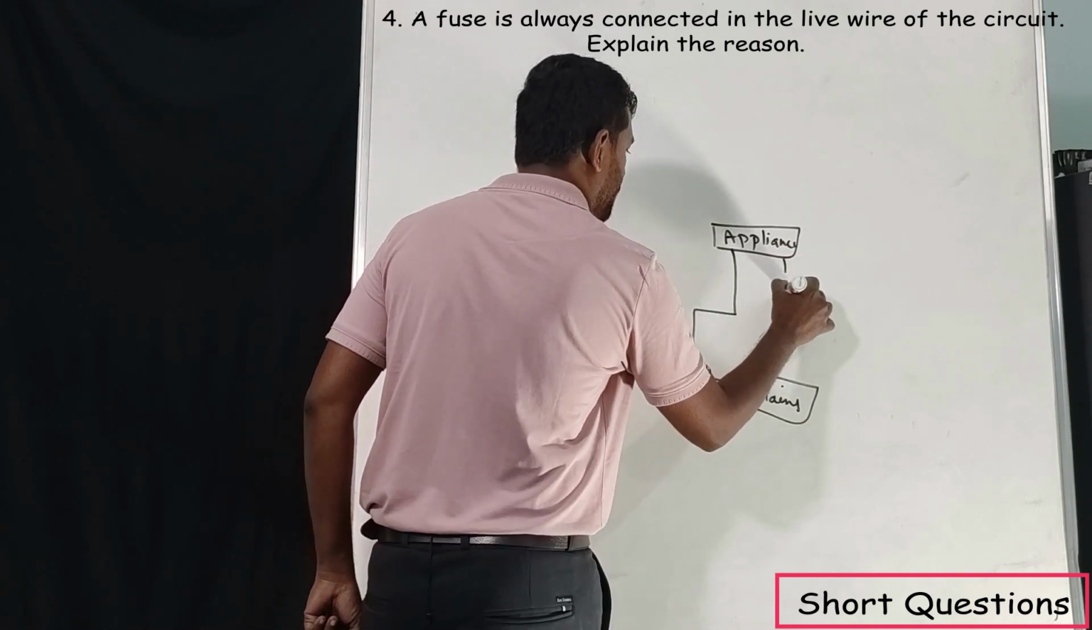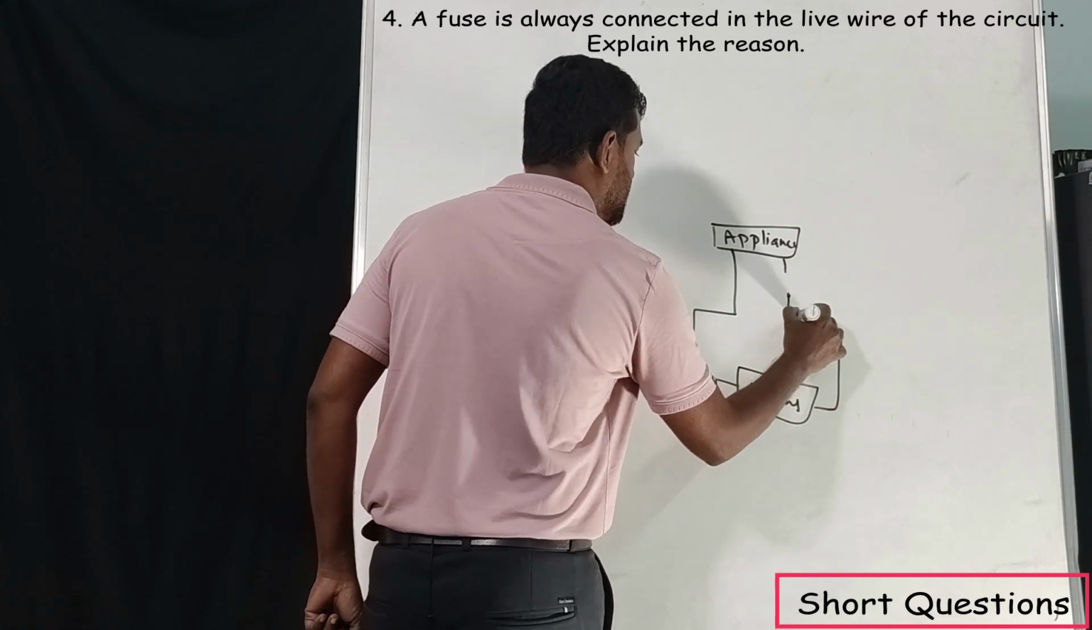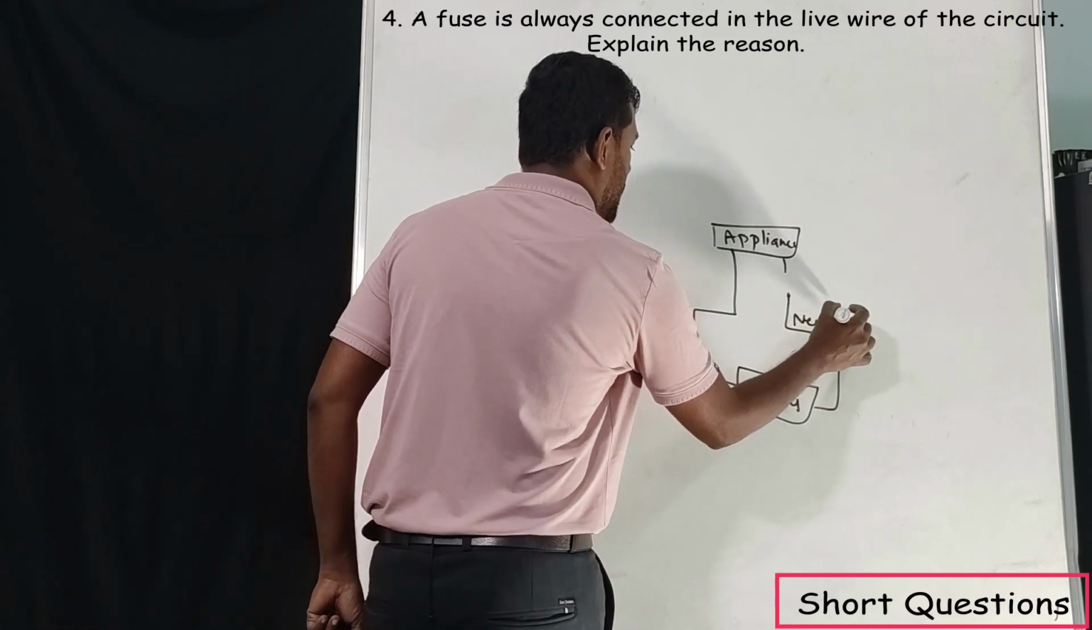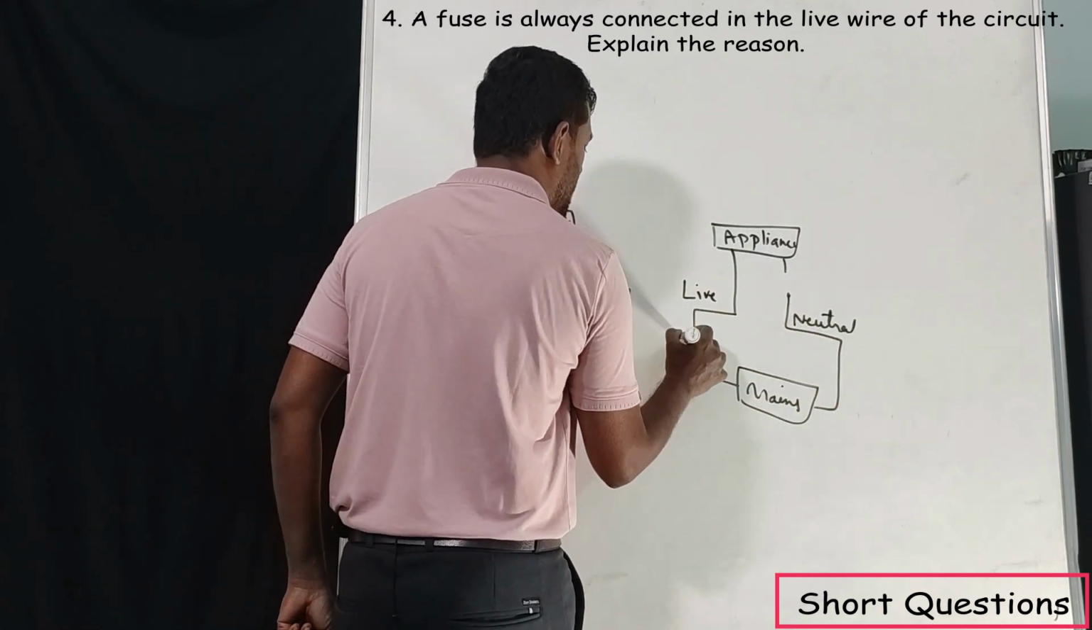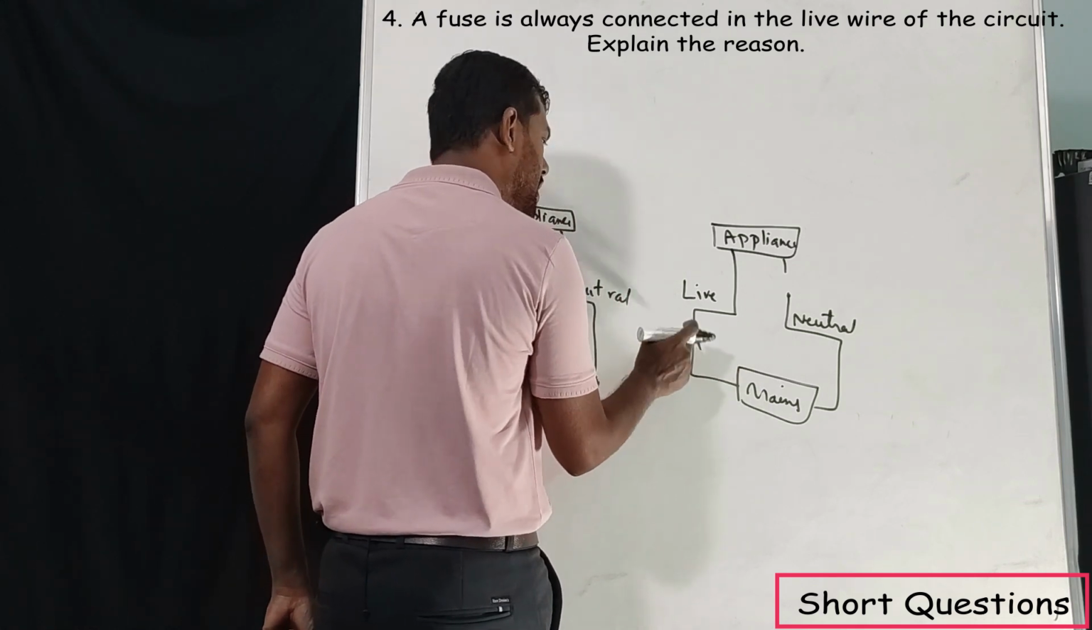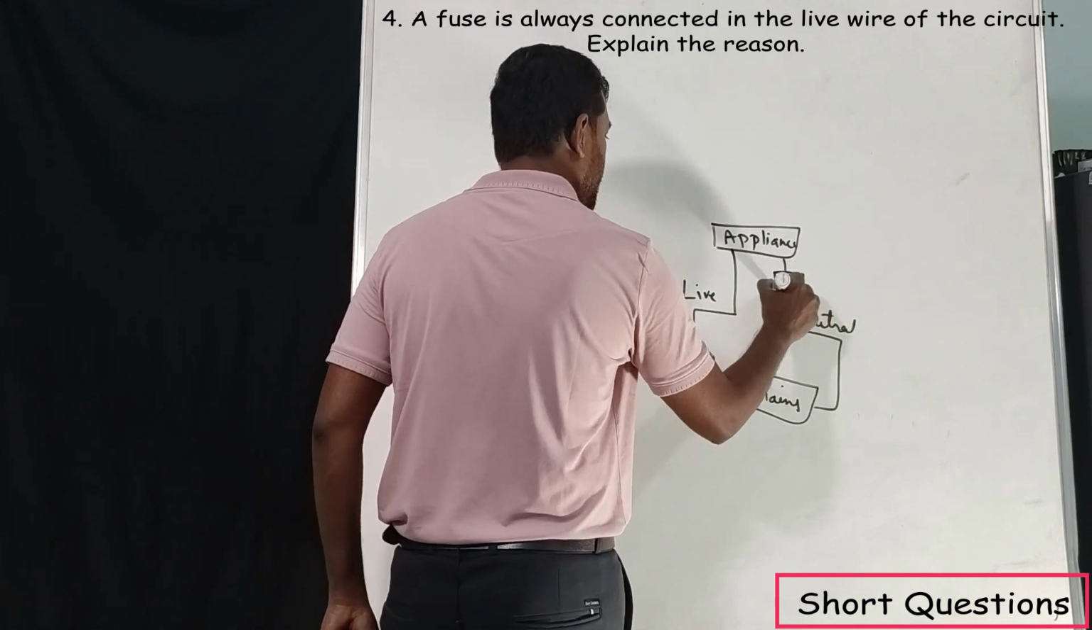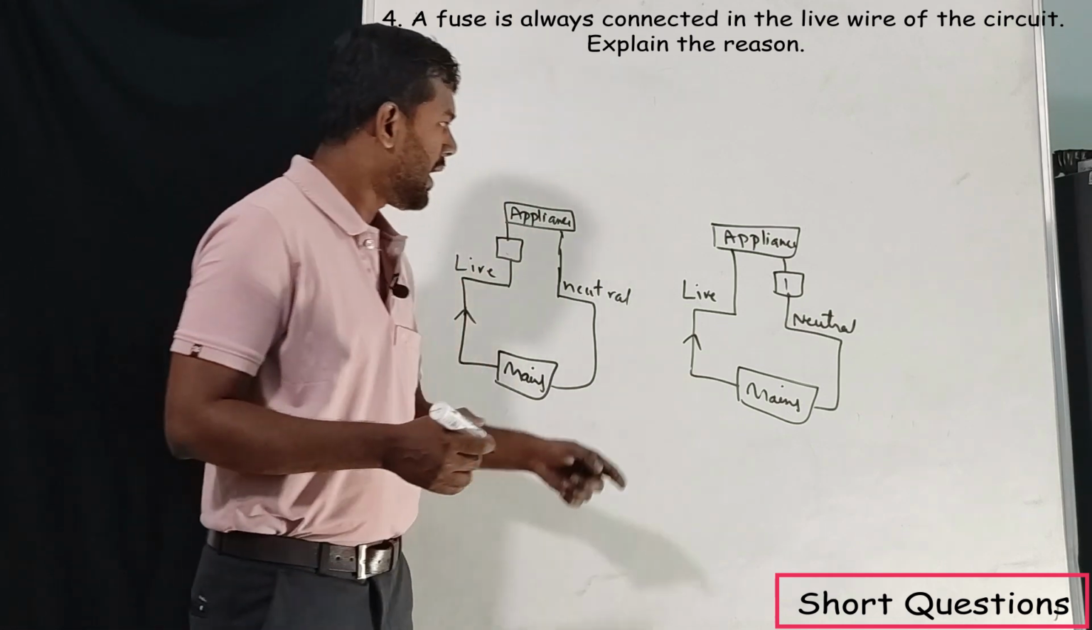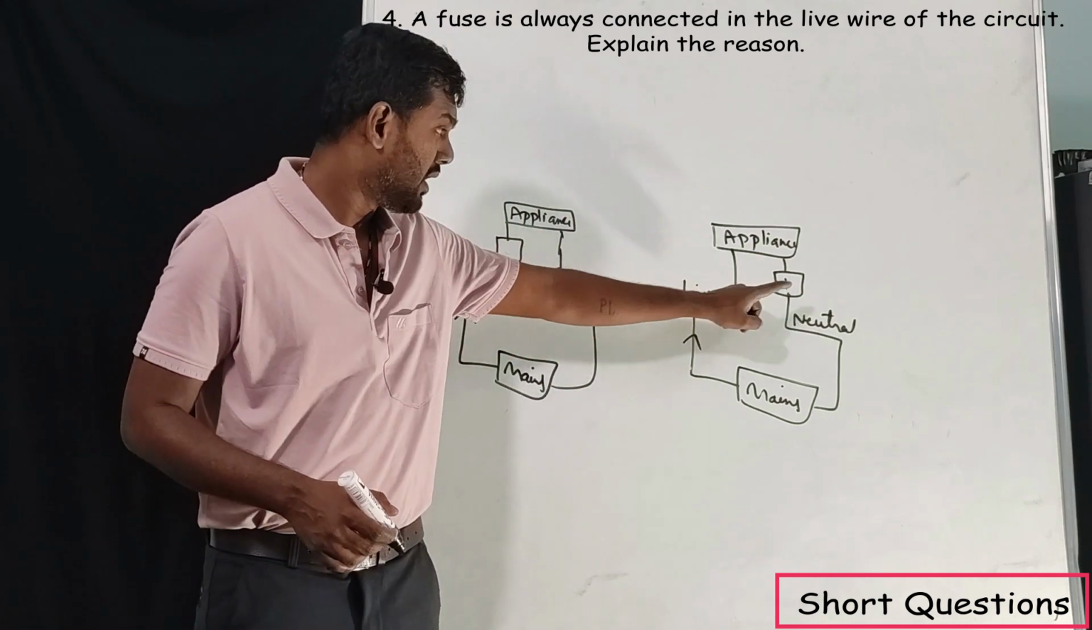Okay, this is neutral, right? Neutral, and this is live. High potential voltage always comes from the live wire only. Assume the fuse is here. Okay, the fuse is here. Now assume the fuse is connected to the neutral.